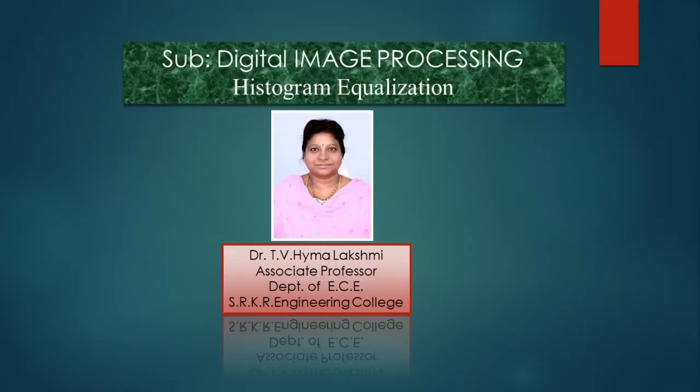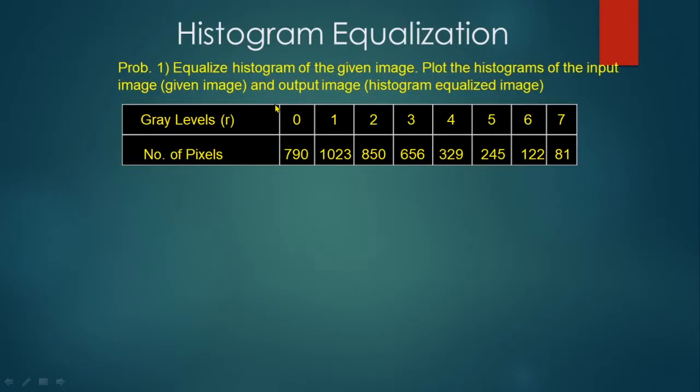In this lecture, I would like to discuss a problem solution of the histogram equalization. The given problem is: equalize the histogram of the given image, and plot the histograms of the input image and output image. This is the given data: gray levels are from 0 to 7, and these are the number of pixels having the corresponding gray level.